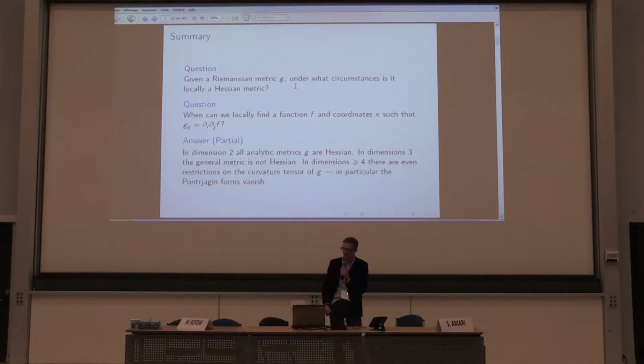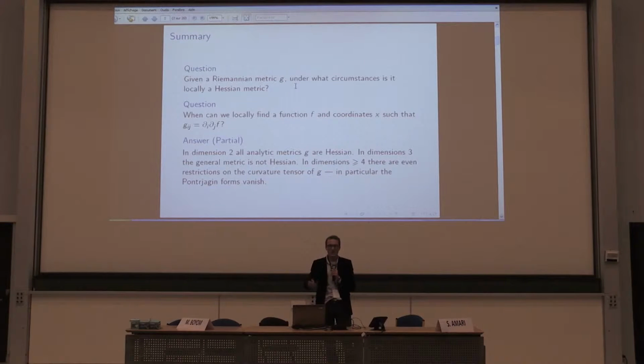I'll cover the other non-existence results, which are that in dimension 3, the general metric isn't Hessian, and that in dimensions 4 and above, there are actual restrictions on the curvature tensor of a metric for it to be a Hessian metric. And the curvature conditions, at least some of them, are rather nice. Some of them are that these so-called Pontryagin forms vanish.